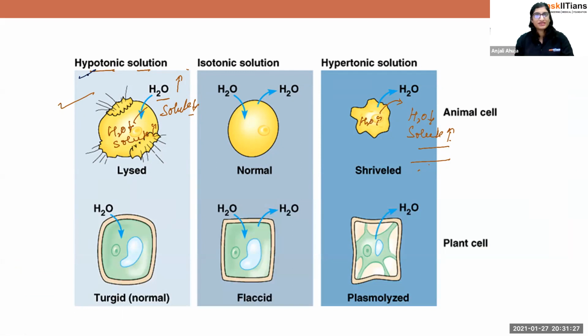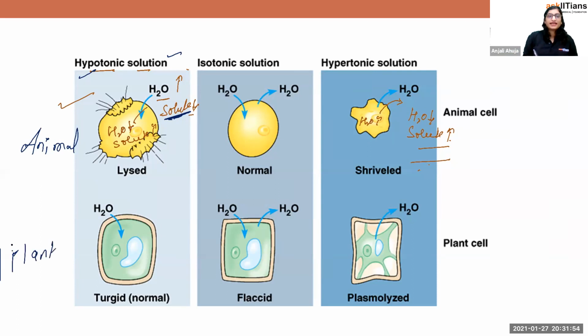That's the reason. Anyways, there are certain other things. Let me come back here to the hypotonic solution. H2O is more outside and solute is less. I repeat myself: remember the definition on the basis of solute only. So when water is more outside, it will go inside. Now, there are two things. The first case is the animal cell and the second case is the plant cell.